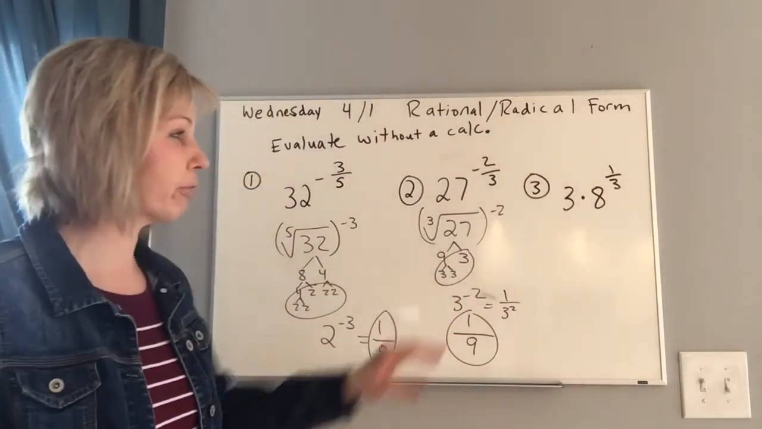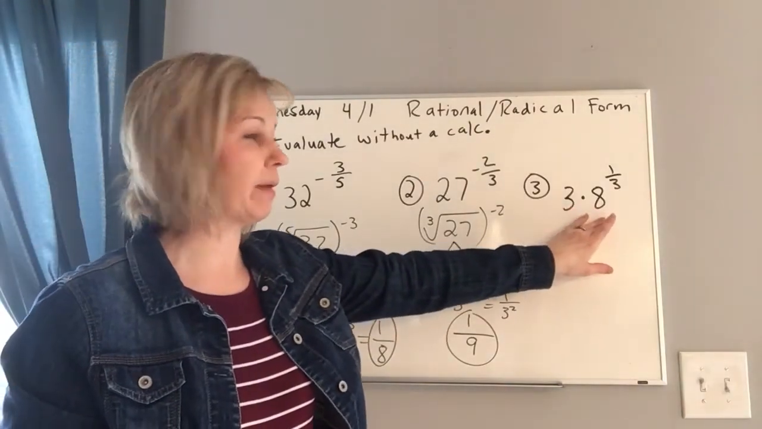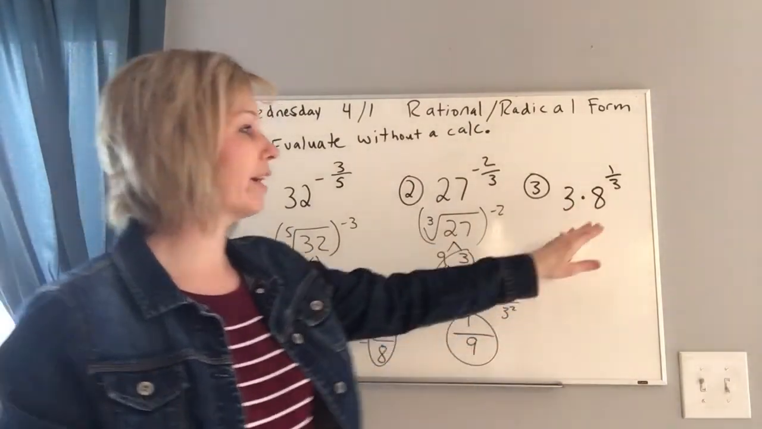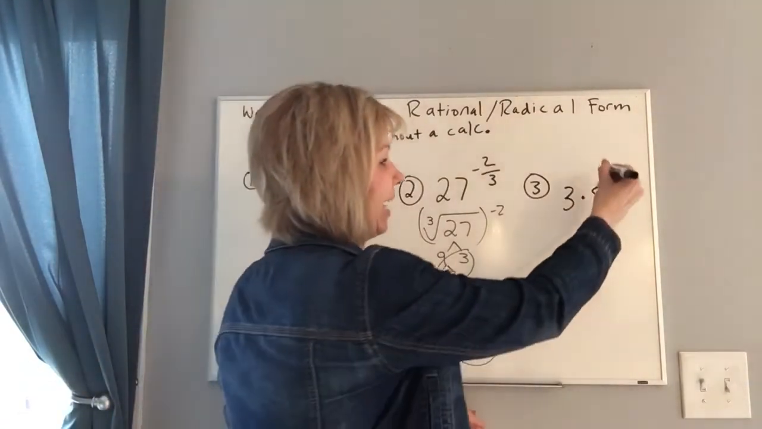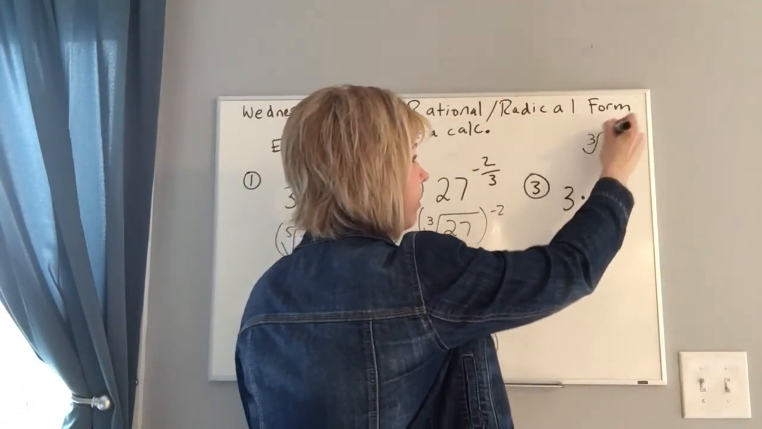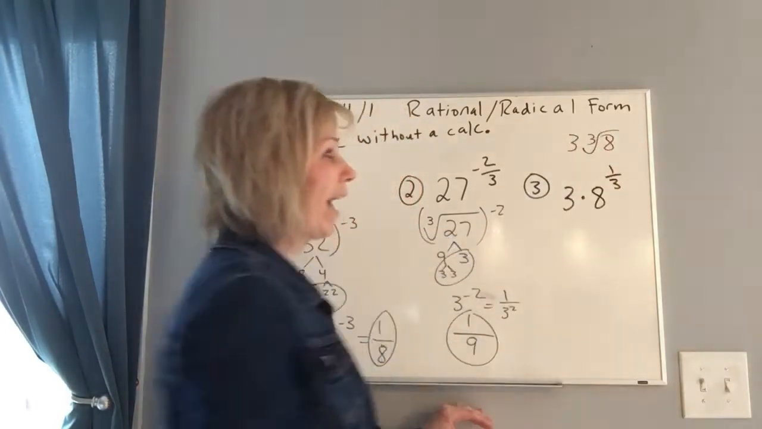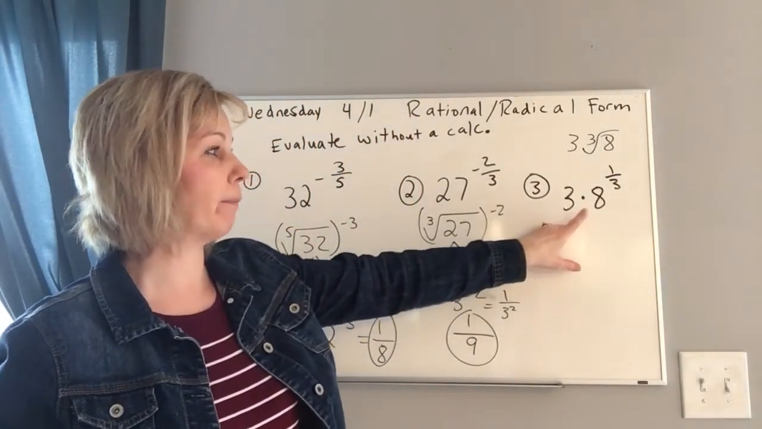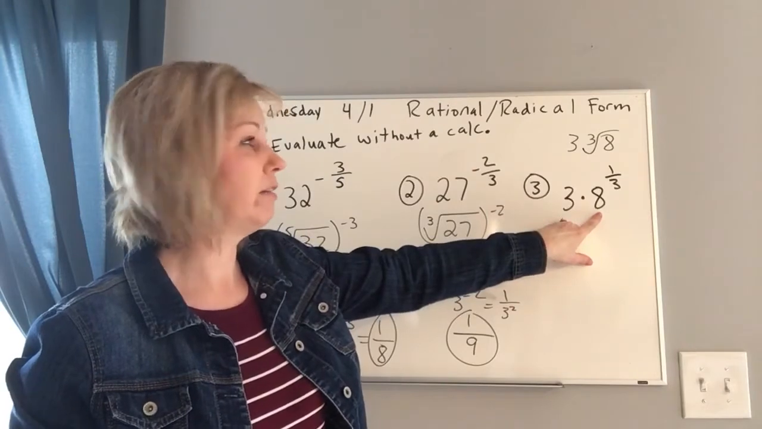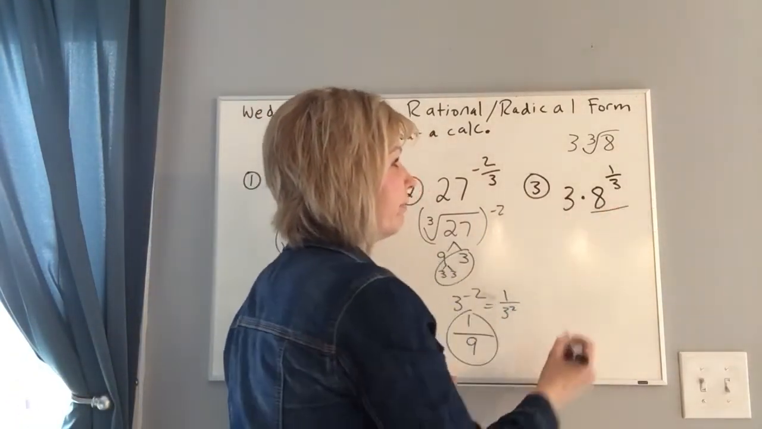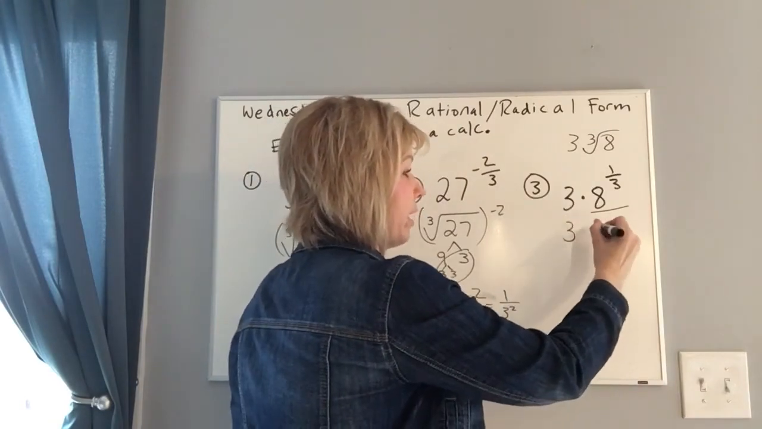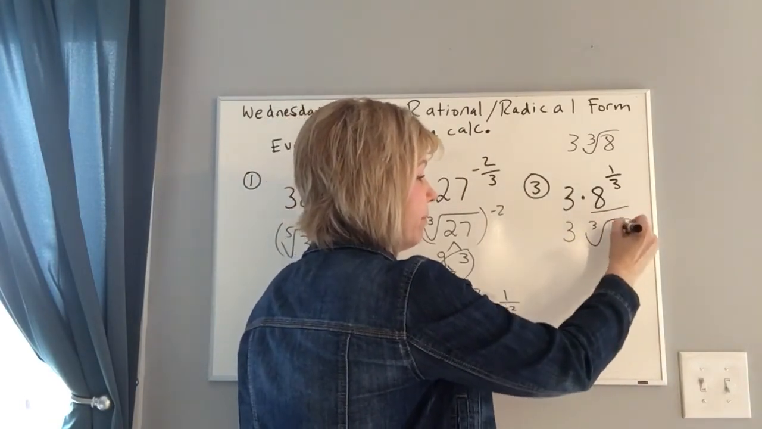Okay, so if you look at 3, I have 3 times 8 to the 1/3. So if you look, I can't multiply 3 times 8, because if you think about 8, that means the cube root of 8. We did our radical unit. Could we multiply a whole number by a radical? No, we had to simplify it first. So here, simplify. So this means 3 times, I can just write it as the cube root of 8.